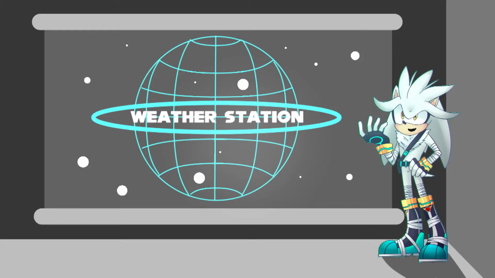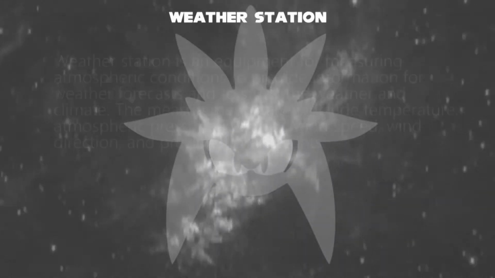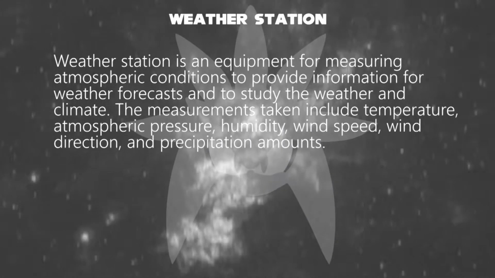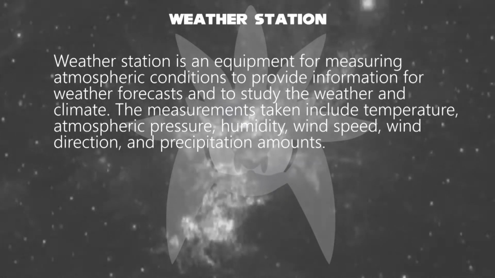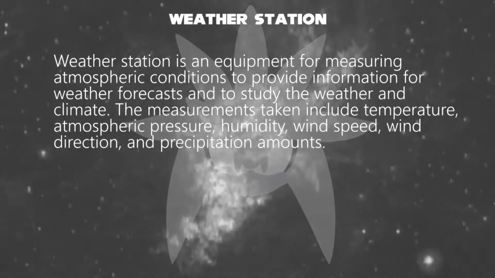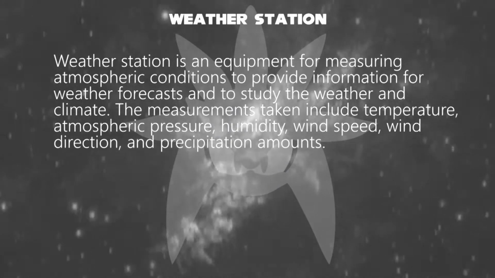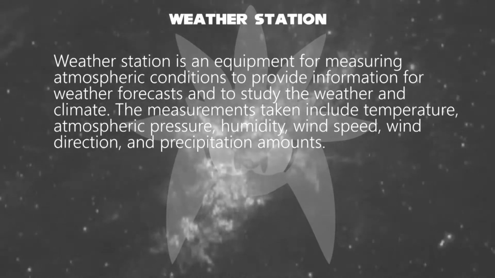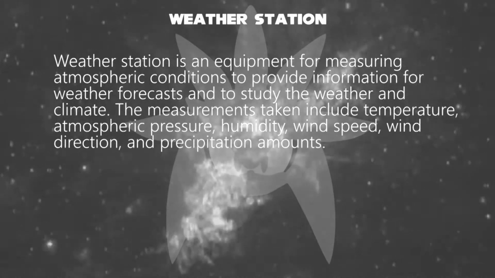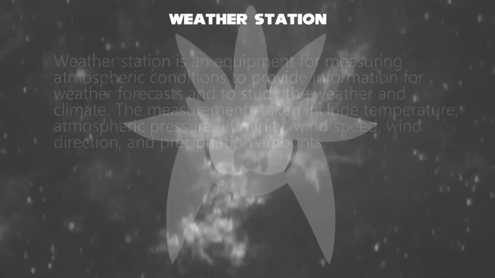We will learn about weather station. As before we discussed about weather forecasting, a weather station is an equipment for measuring atmospheric conditions to provide information for weather forecasts and to study the weather and climate. The measurements taken include temperature, atmospheric pressure, humidity, wind speed, wind direction, and precipitation amounts.